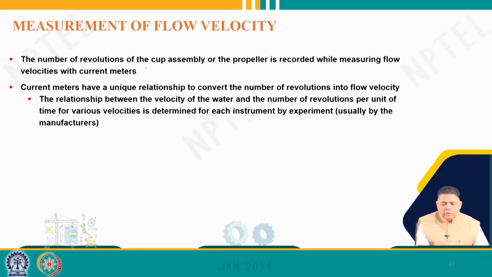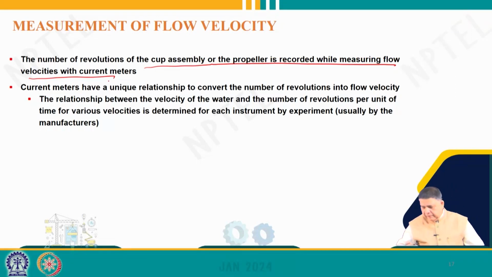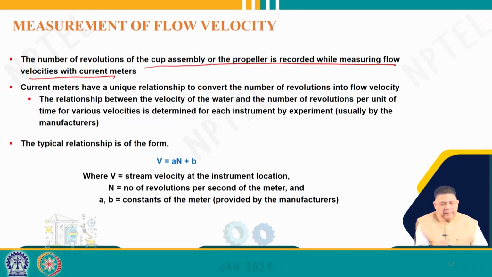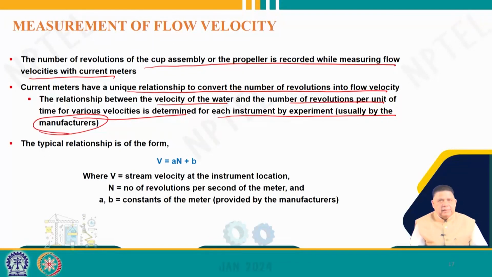And the number of revolutions of the cup assembly or the propeller is recorded while measuring flow velocity with current meters. Basically, as we discussed earlier, we measure the number of revolutions, and each current meter comes up with a unique relationship to convert the number of revolutions into flow velocity. The relationship between velocity of water and the number of revolutions per unit of time for various velocities is determined for each instrument by experiments, and it is provided by the manufacturer.